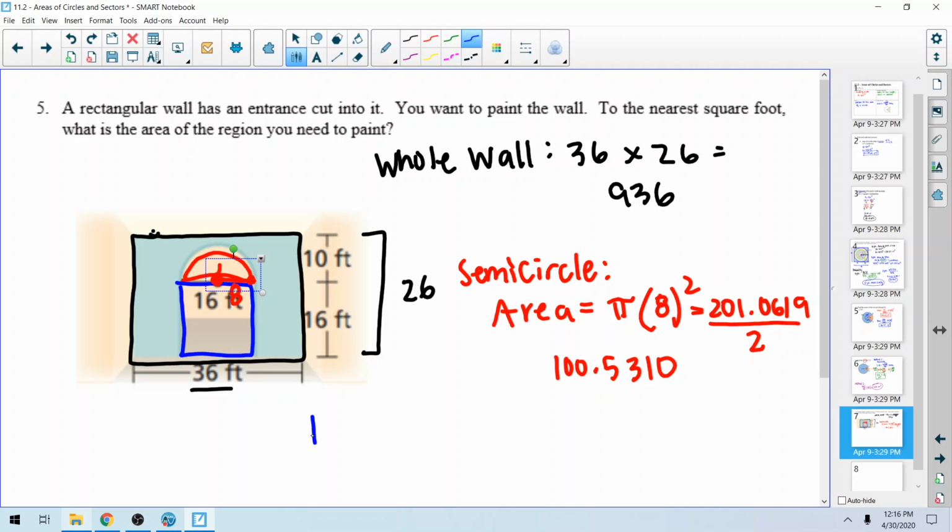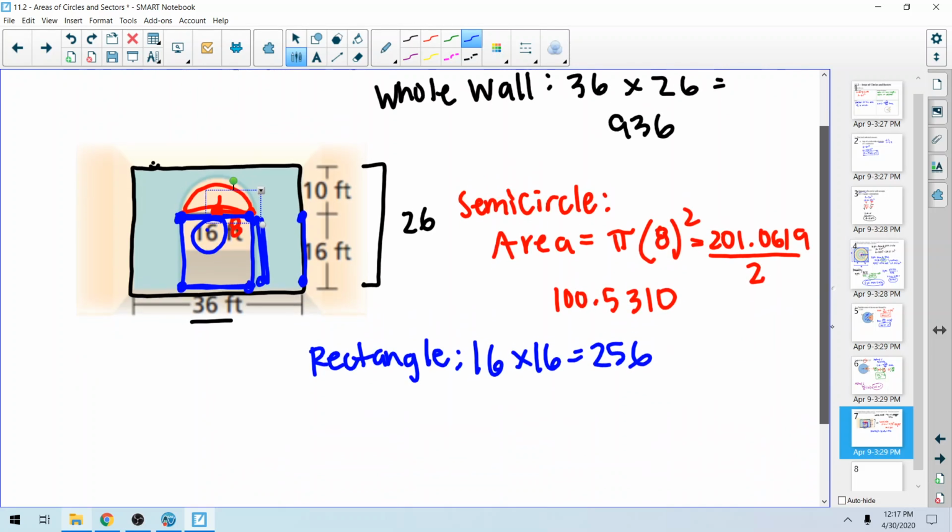Now I have to find my rectangle, which is length times width. So my length, if I'm looking from the bottom or the top right here, that's 16, times, if I'm looking right here, up and down, that is also 16. So 16 times 16 is 256.